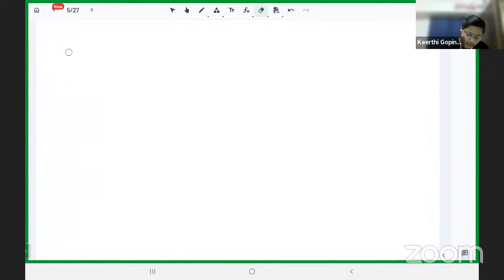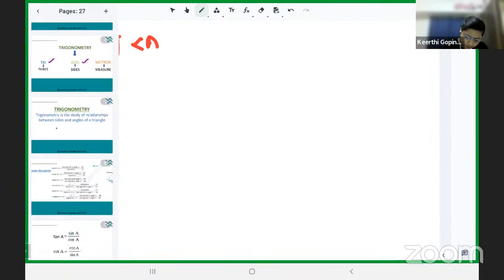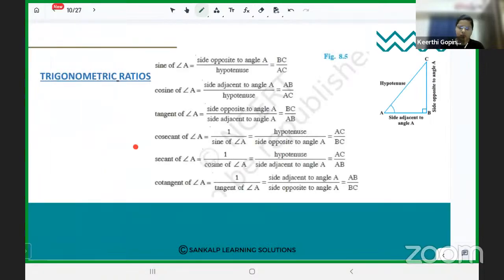So we have defined sine of angle A. I'll show you a slide connecting the sides. Okay, this is better. So sine of angle A is the side opposite to angle A by hypotenuse, right? Opposite by hypotenuse. Cosine is adjacent by hypotenuse. Tangent is opposite by adjacent.